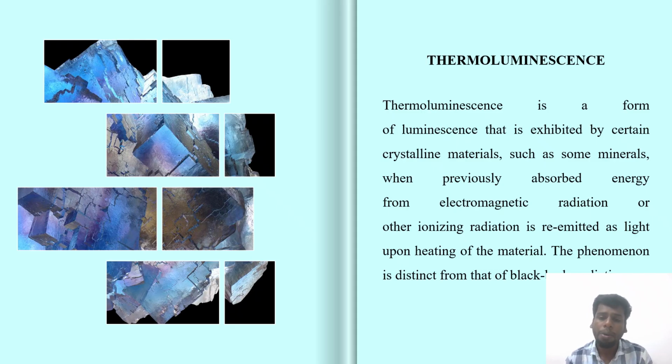For example, we have a material like a crystal material. It will absorb the radiation, which is electromagnetic radiation. After some time, we are going to heat that. During the heating, there will be re-emission of light. So this is the property of thermoluminescence, which emits light during heating.